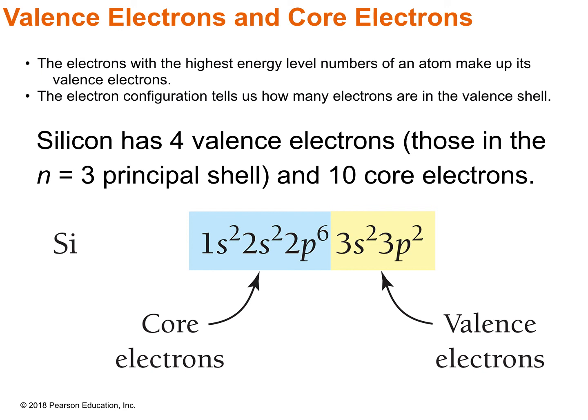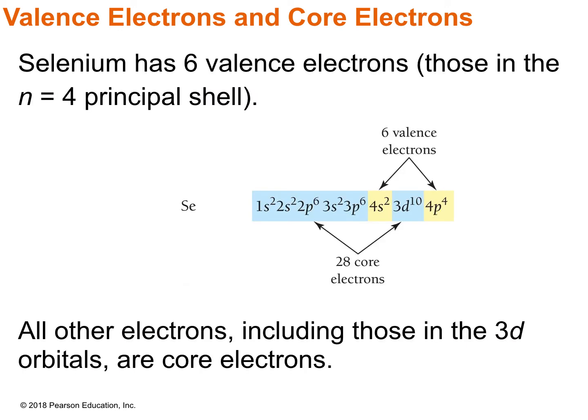So you can look at it that way, where all the electrons in the highest principal quantum number shell are the valence electrons. Those happen to be everything in the 3s2 and 3p2. And everything below that in the n equals 1 and n equals 2 shells, those are the core electrons of silicon. Now let's jump to selenium. Selenium is a little bit more complicated, right? Selenium has 34 valence electrons.